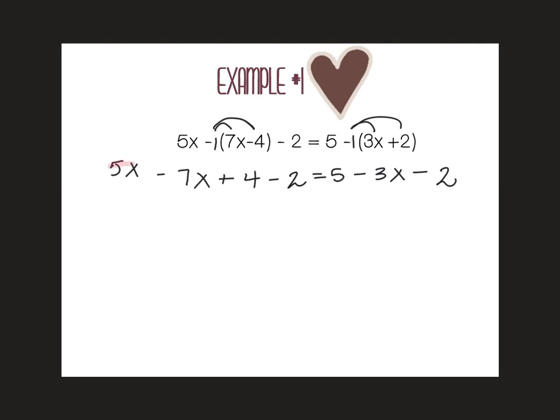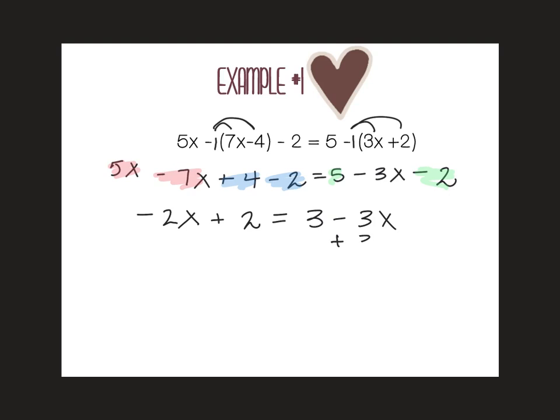So I have 5x minus 7x, positive 4 minus 2, and 5 minus 2 over here. So you combine all of that. 5x minus 7x is negative 2x. Positive 4 minus 2 is positive 2. 5 minus 2 is 3. And then you have this minus 3x.